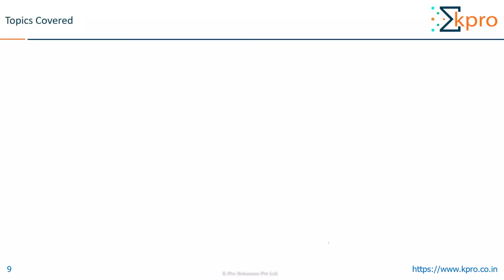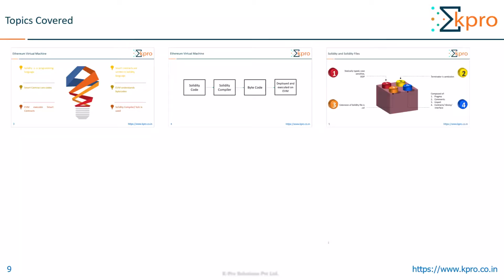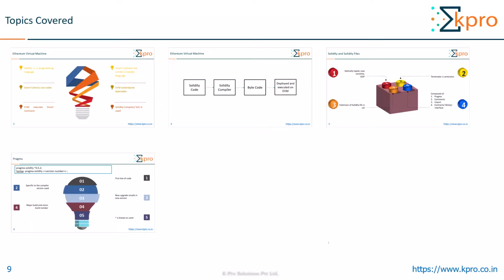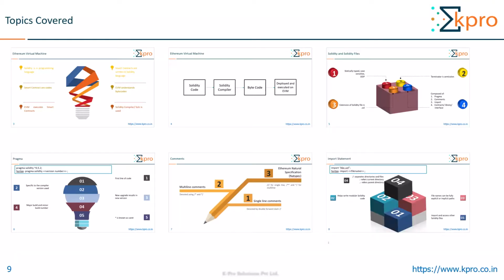Now let us have a quick recap of the topics that we have covered in this video. In the beginning, we talked about the Ethereum virtual machine. Then we talked about Solidity and Solidity files. Then we talked about Pragma, that is the first line of the smart contract. Then we talked about comments. And finally, we talked about the import statement.